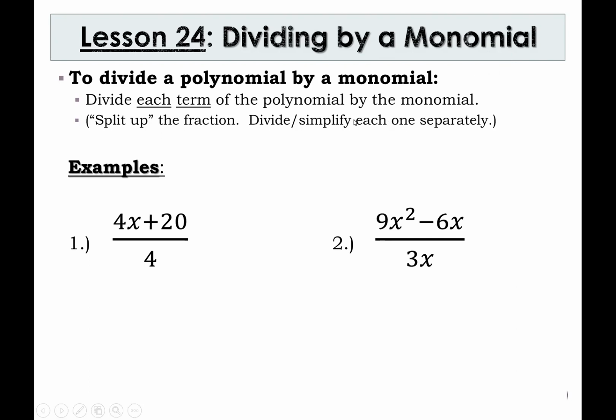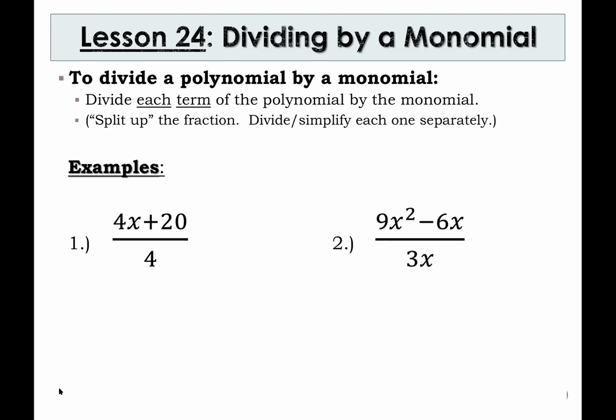So here's what you do. To divide a polynomial by a monomial, remember polynomial means many terms, monomial means one term. You're going to divide each term of the polynomial by the monomial. Essentially, you will take the fraction and split it up. Divide and simplify each one separately. So this is going to be some review of how to divide using our exponent rules, subtracting exponents, and how to reduce fractions, both of which you should know how to do. So let's take a look.